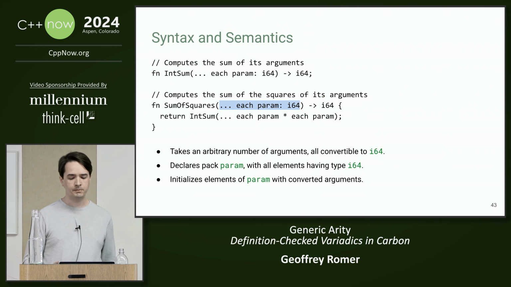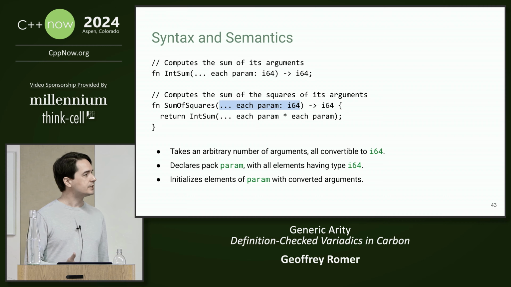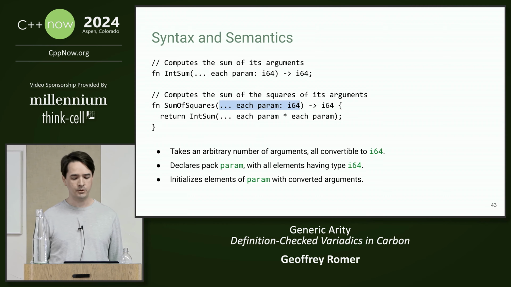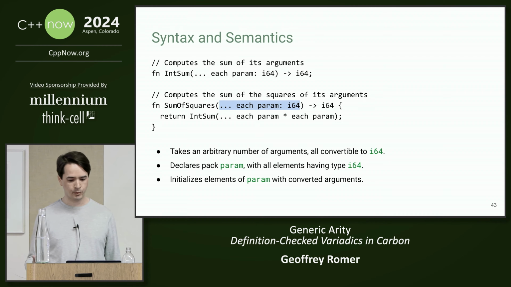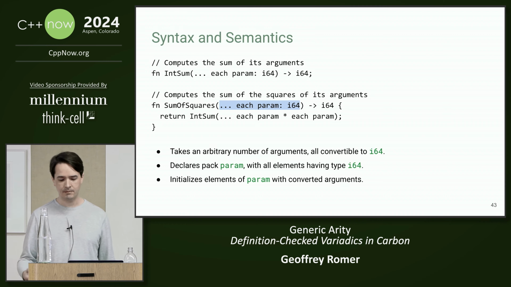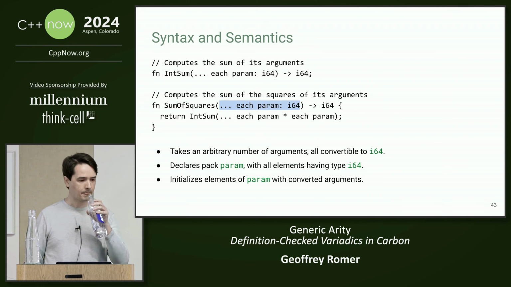But in C++, you'd need to make the parameter types be template parameters and then constrain them to be convertible to I64, because C++ doesn't support homogeneous function parameter packs. This is one of the minor pain points that we wanted to address.